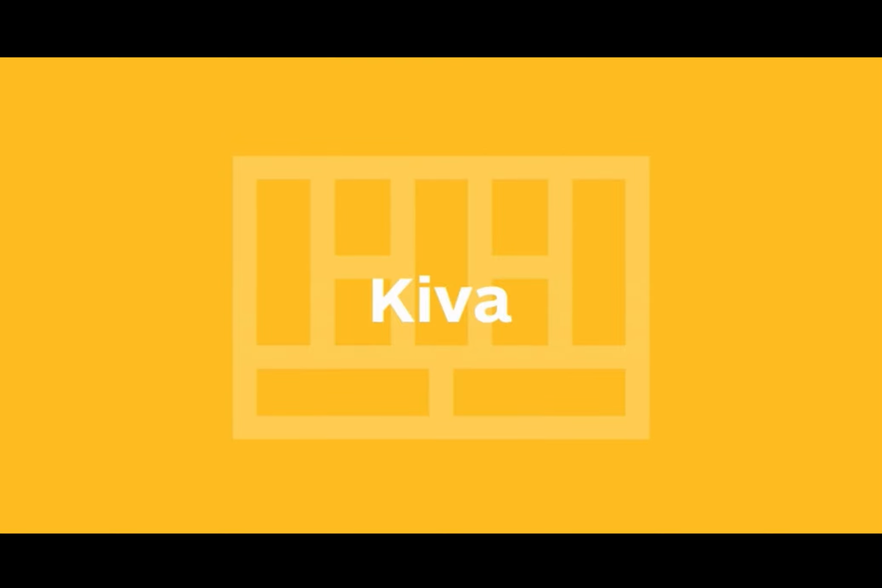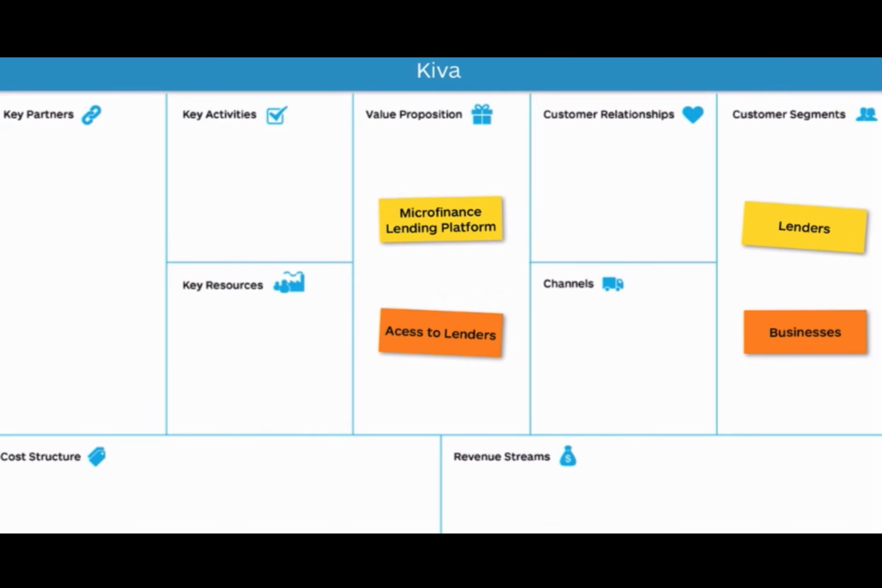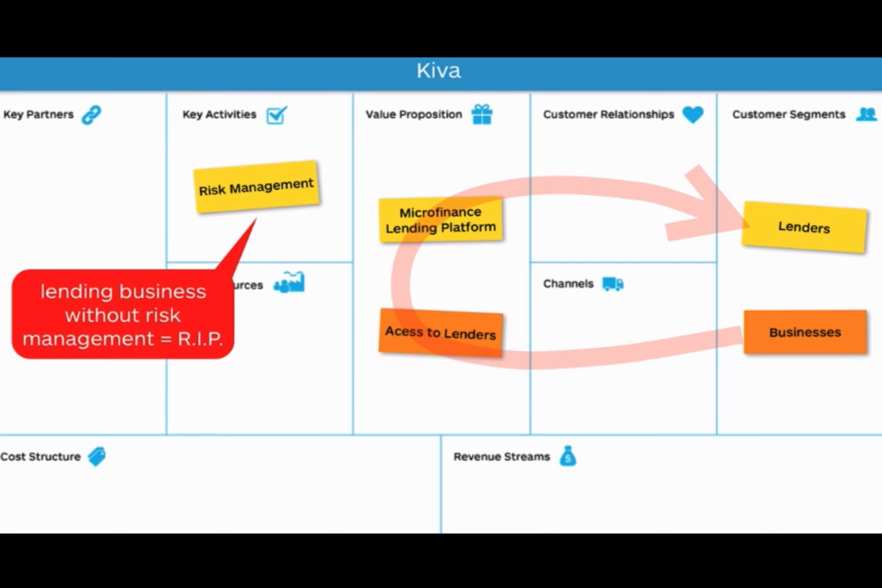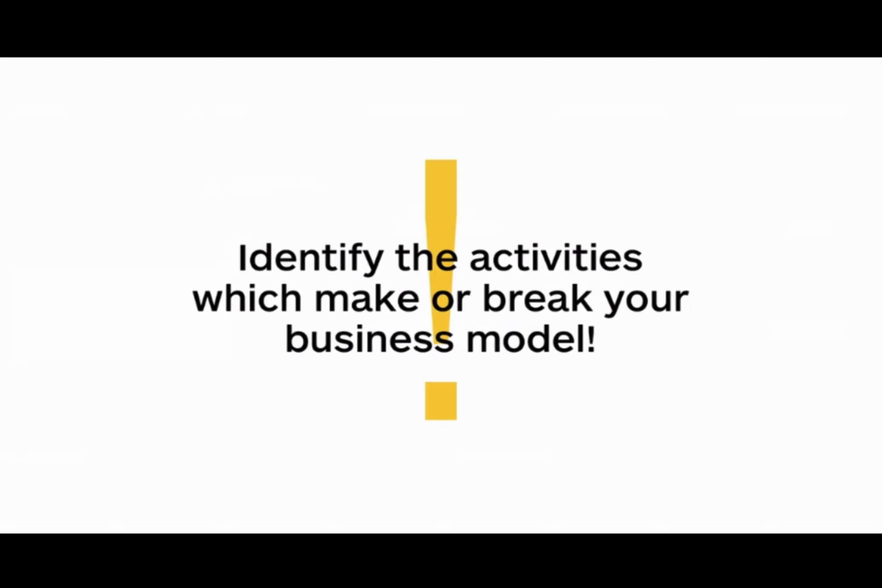Let's look at Kiva. Kiva is a microfinance platform, and it connects lenders with businesses in developing countries. And it connects the businesses with lenders. A key activity here is the risk management. You cannot have a lending business without good risk management. But at the beginning, Kiva neglected this key activity. So make sure you identify the activities which make or break your business model.